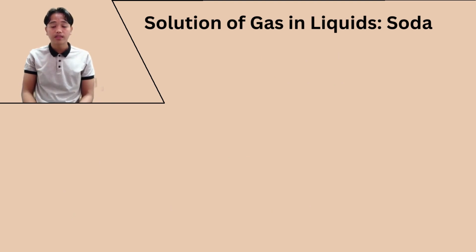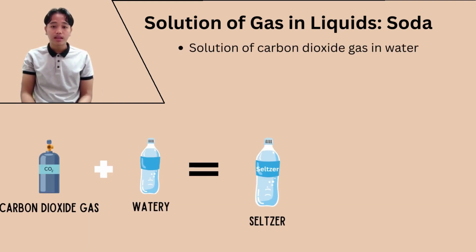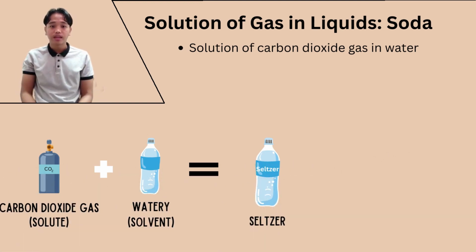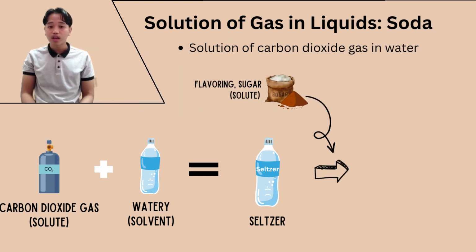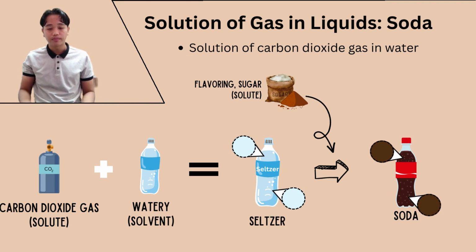Now, you can also make a solution by dissolving gas into the liquid. If you dissolve carbon dioxide into water, you can make a soda. Here, the gas is the solute and the liquid is the solvent. And if you add some flavoring or sugar, those are also solutes, but not gas. You can make soda or pop. In this water, you can see that the solution is nice and uniform.